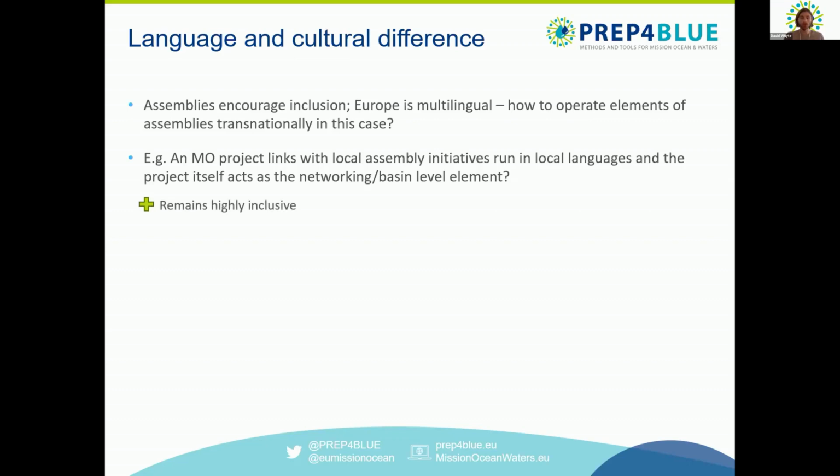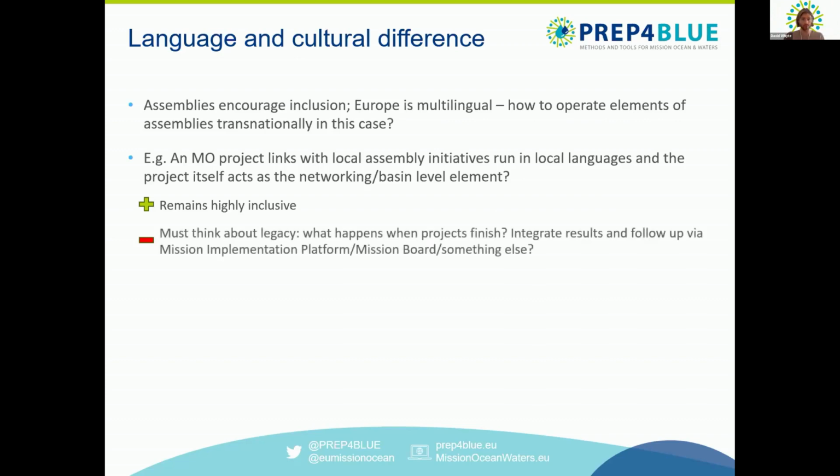One option is to set up a lot of local level assemblies in local languages, and then the projects themselves that are running these can act as the networking or international element. So perhaps each assembly feeds back recommendations, and then the projects collate this in some way and come up with a super recommendation, or at least describe the differences coming out of the different processes, which would be very interesting.